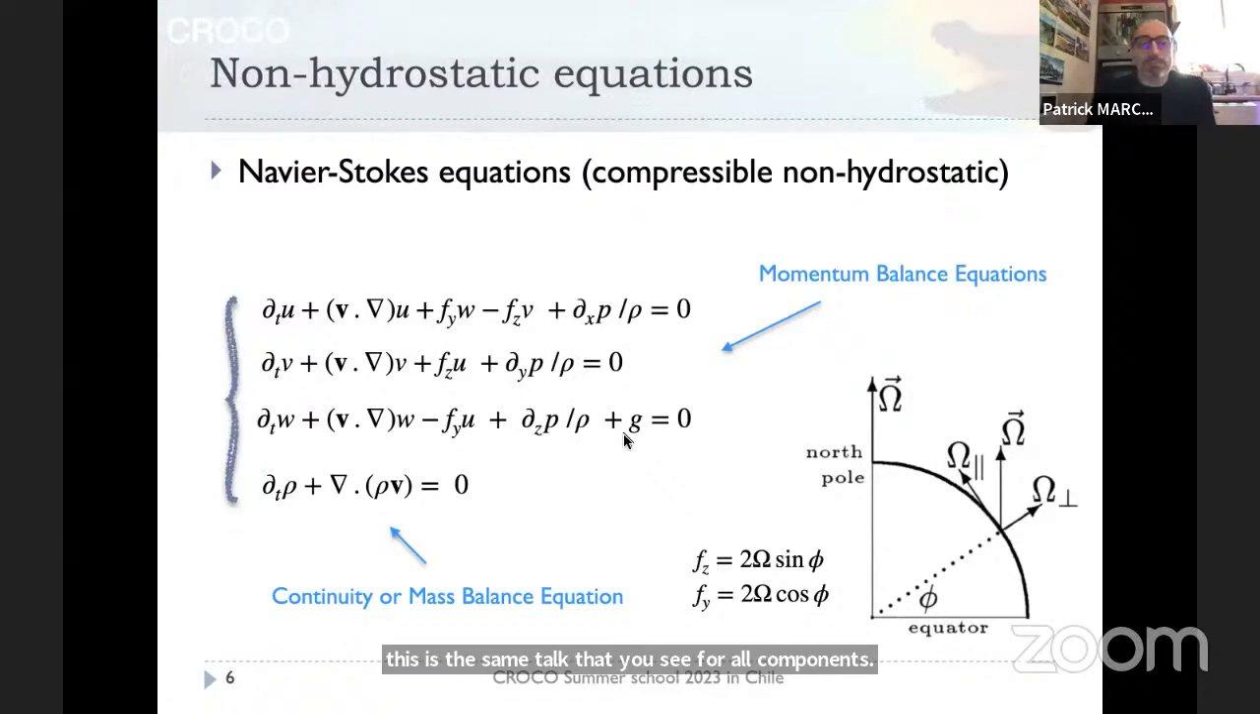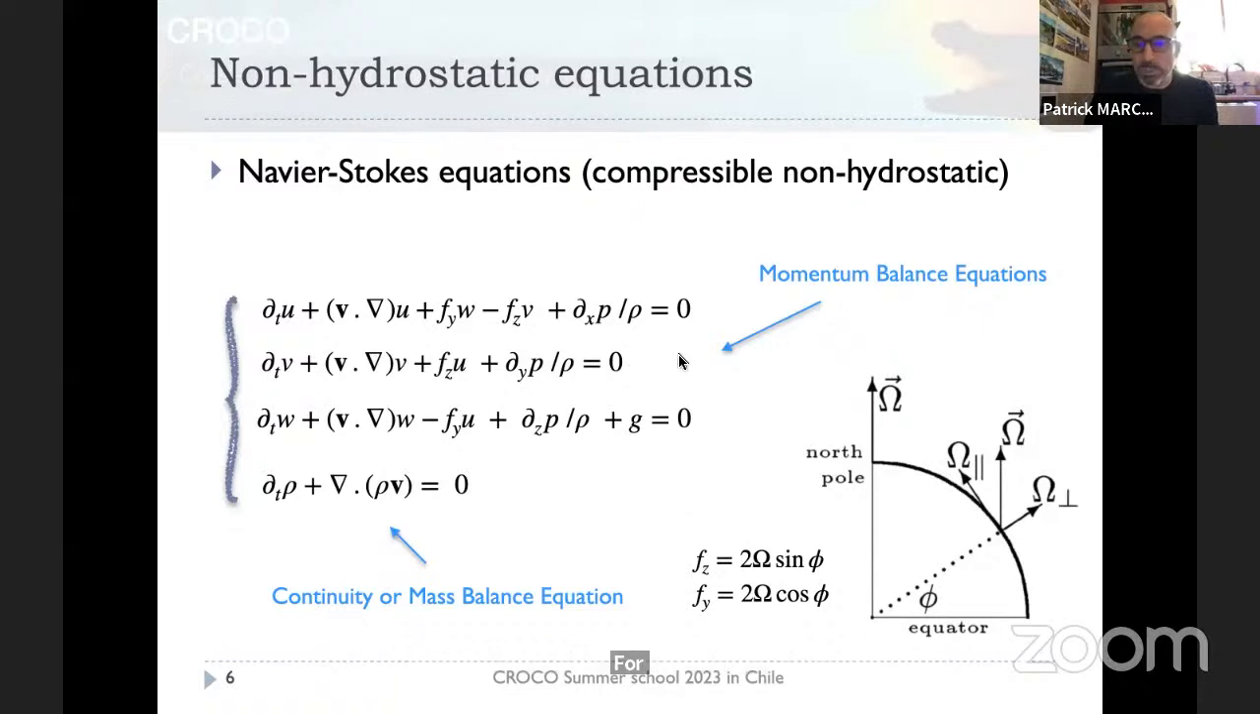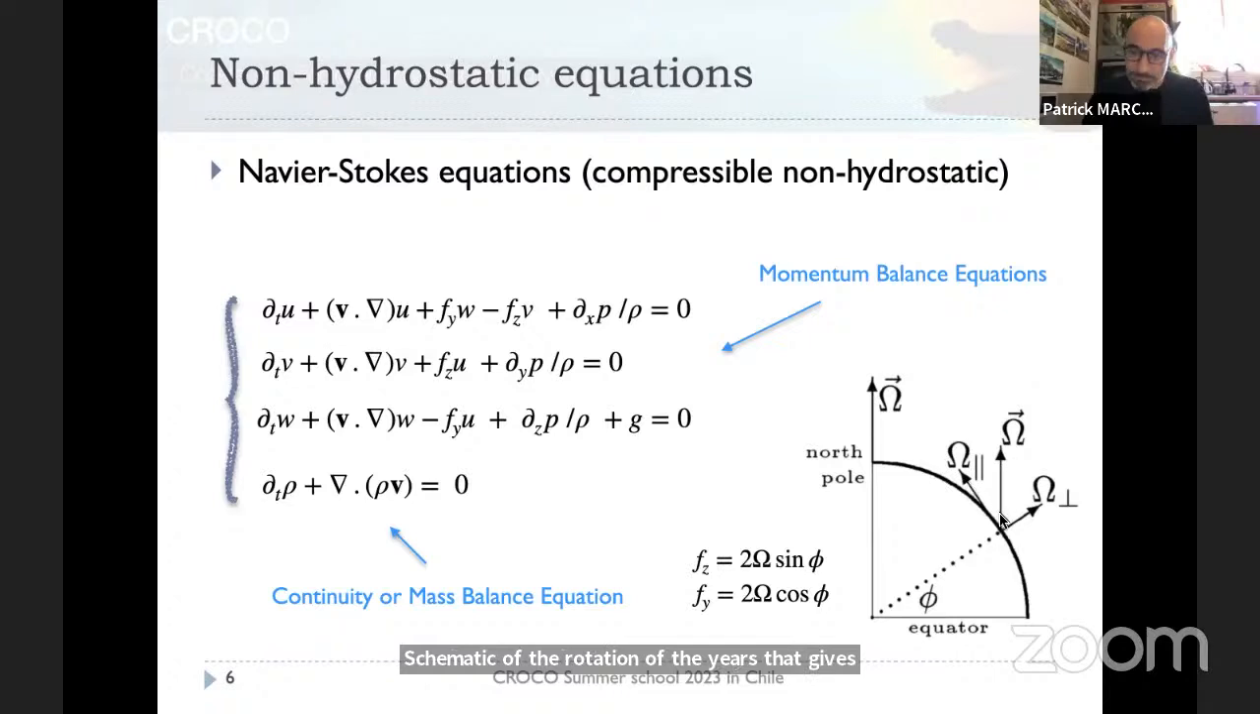For the Coriolis parameter, maybe one word: you see on the right a schematic of the rotation of the Earth that gives two components at any latitude. This is because the rotation is oriented that way, along the North Pole. One component is vertical, that is perpendicular to the surface of the Earth, and one component is parallel. The vertical component is supposed to be the most important for ocean circulation, but the parallel component becomes more and more important as we get to the equator. And near the equator, it can play a role.